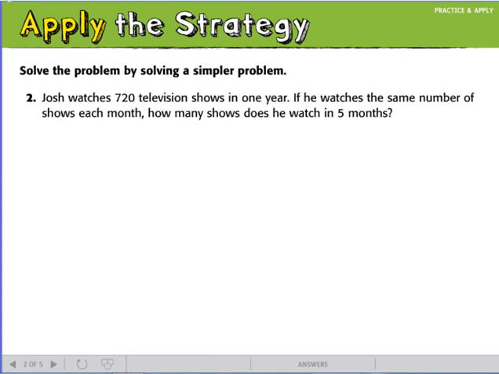Number 2 says Josh watches 720 television shows in 1 year. If he watches the same number of shows each month, how many shows does he watch in 5 months? I can tell you right now, Josh spends too much time watching TV, and he needs to spend some of his time doing his homework.